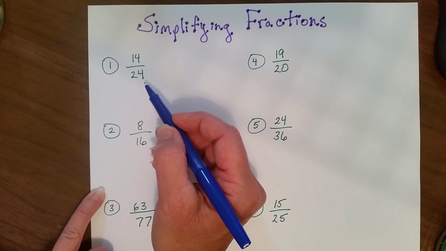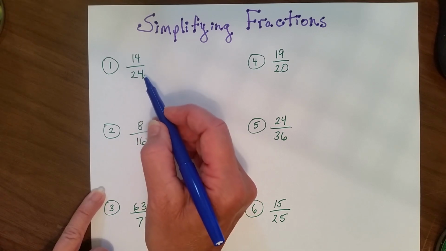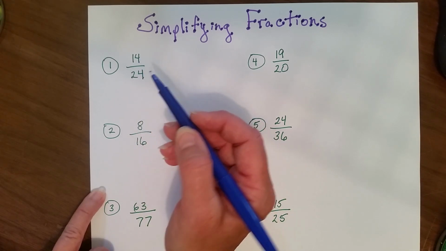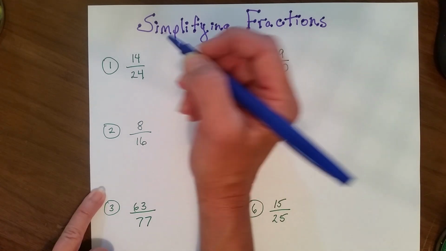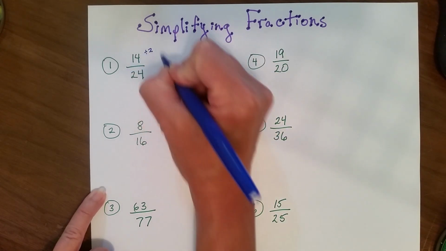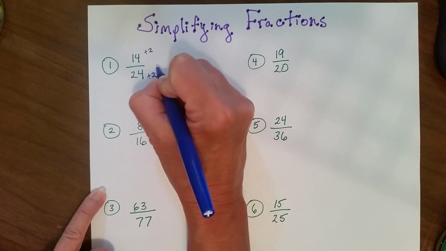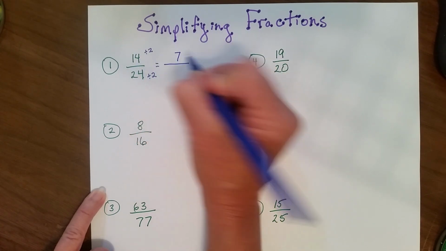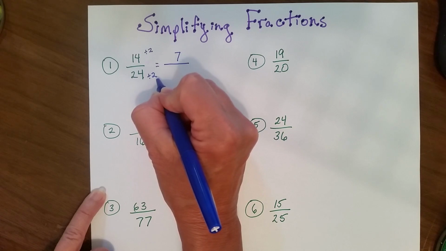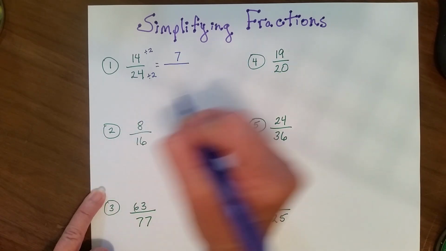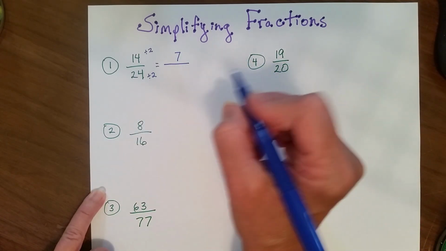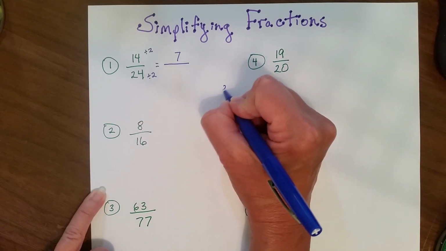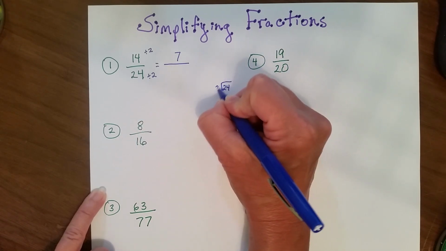It's not in lowest form because 14 and 24 are both even. They're both divisible by 2. So I'm going to divide the top by 2 and divide the bottom number by 2. 14 divided by 2 is 7. 24 divided by 2. If you can't do it mentally, which is fine, off to the side, let's do 24 divided by 2.